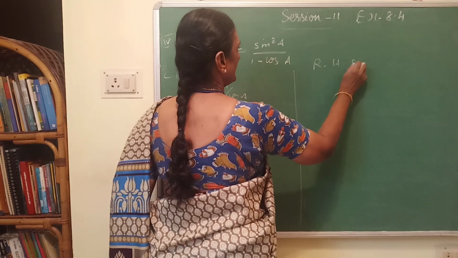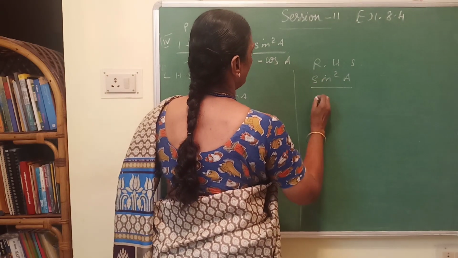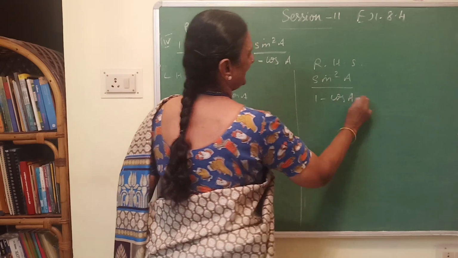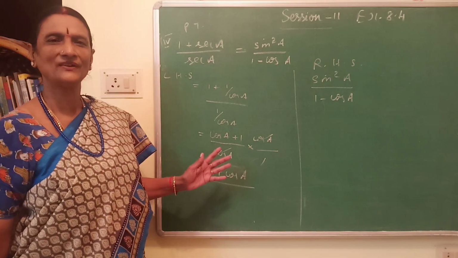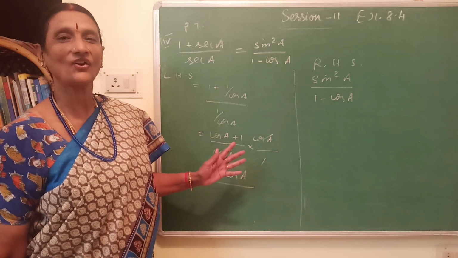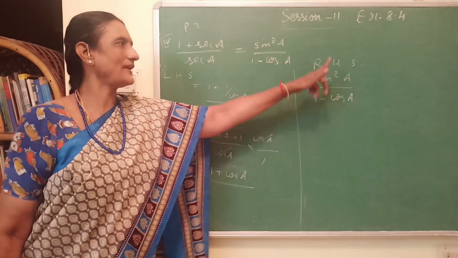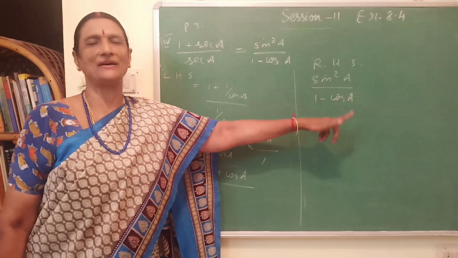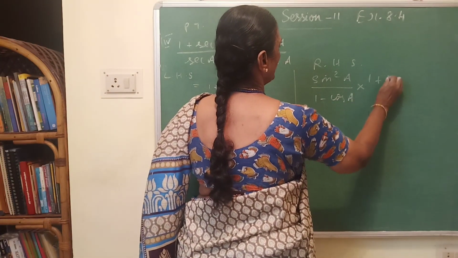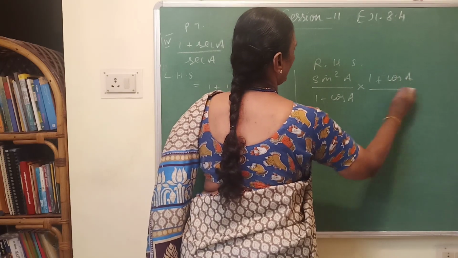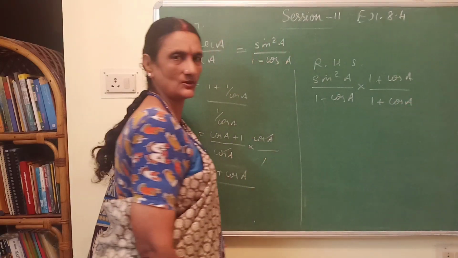So for the RHS we have got sin square A divided by 1 minus cos A. Any guesses? How can we simplify this? Can anyone guess how to do it? Yes, it is conjugation. We have to take the conjugate of 1 minus cos A, and multiply the numerator and denominator by the conjugate. So if you take the conjugate as 1 plus cos A, we have 1 plus cos A divided by 1 plus cos A. Like this you will get.